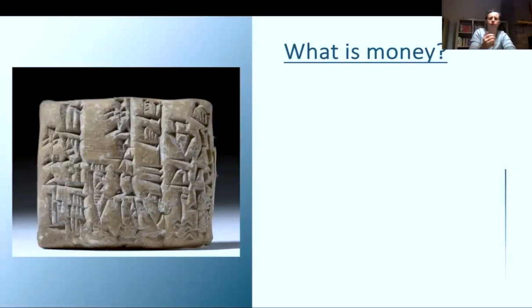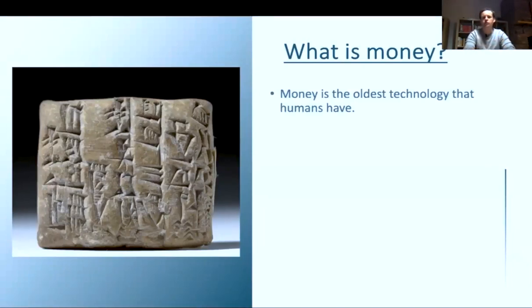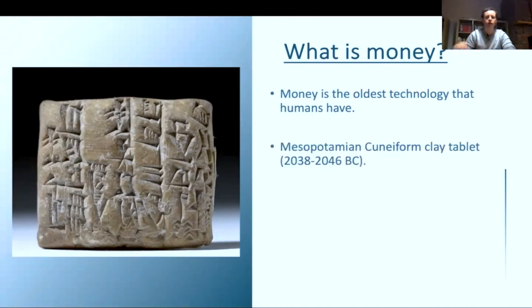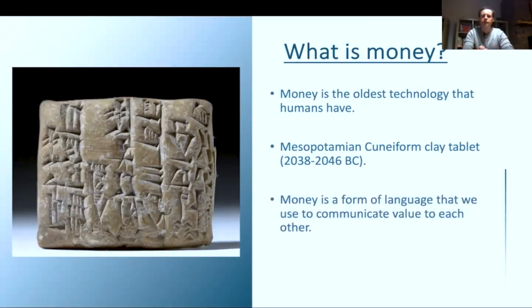I mentioned in part 1 of my introduction to crypto that money is the oldest technology that humans have. And I showed you the earliest known currency or medium of exchange in a clay tablet. On the left-hand side, you can see it, that was around more than 2000 BC. And money is not what we normally think it is, for example, a coin or a note. Money should actually be thought of as something that we use to communicate value to each other. And the amount of it that we give communicates the value of that thing that you're receiving, whether that's a good or whether that's a service.